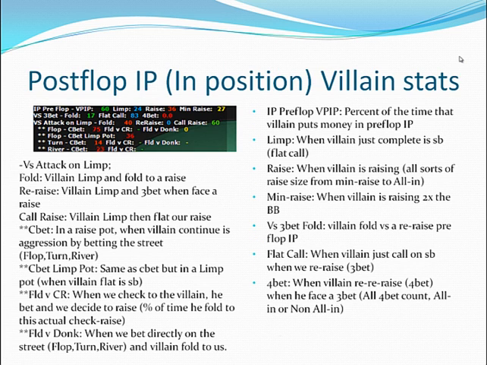Post-flop in position villain stats. As you can see, this is the actual part of the HUD that we're going to talk about. In position pre-flop VPIP right there. This is the percentage of the time that the villain puts money in pre-flop, either limp or raise. So as you can see, the 24 there plus 36 equals this VPIP. Limp stat: this is whenever a villain just flat calls the small blind, or just completes, as we say. So when he limps, this number is going to rise.